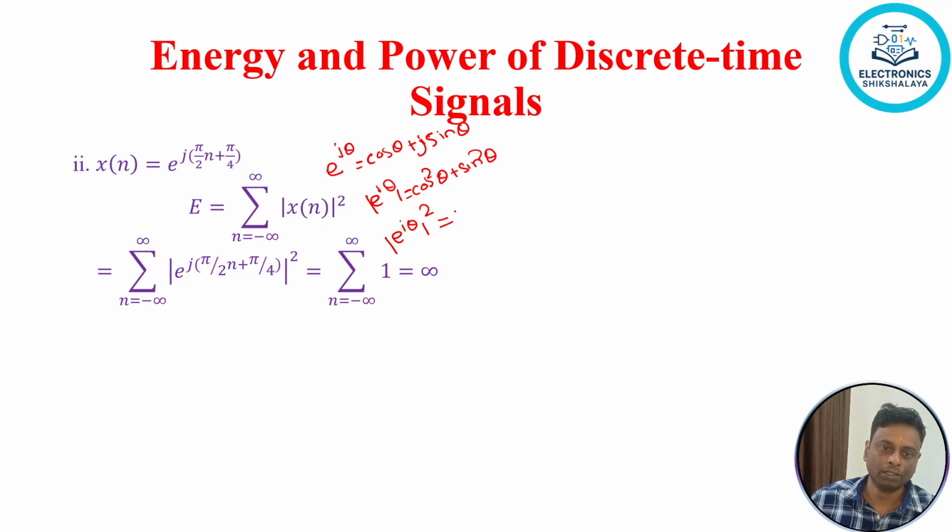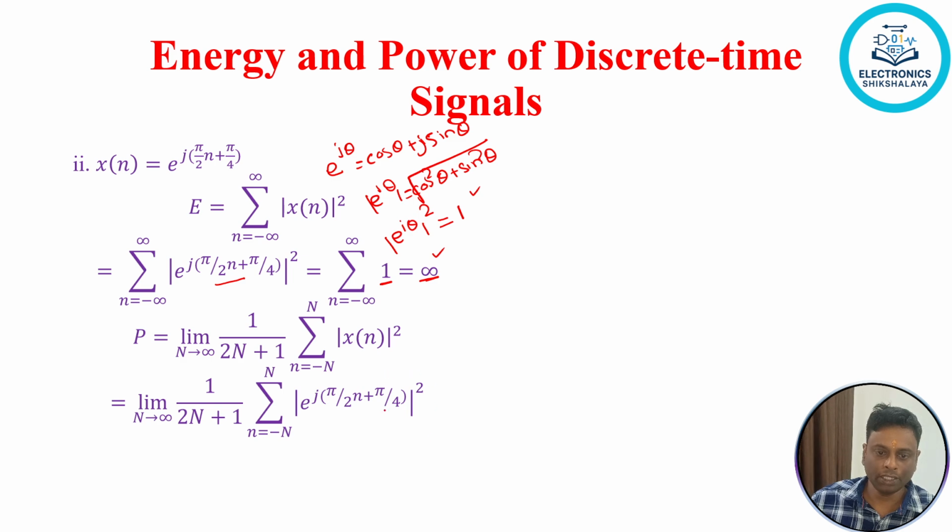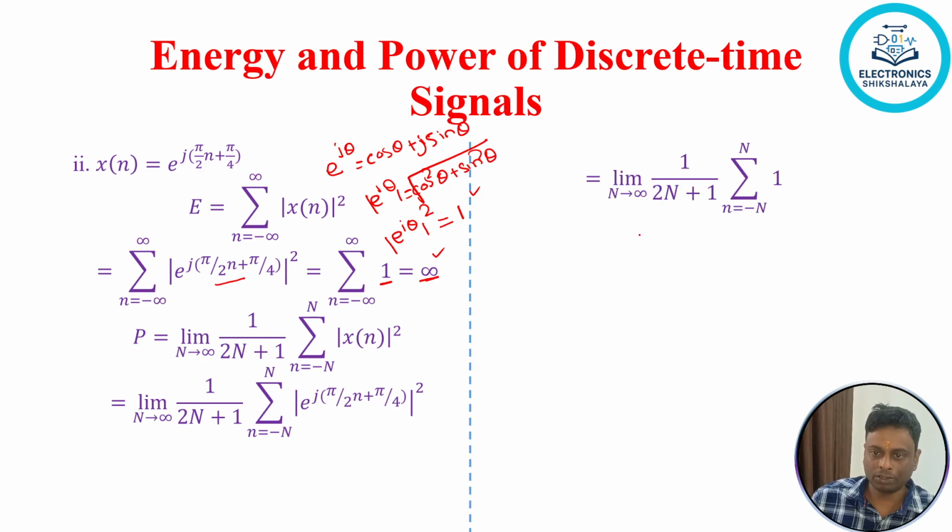So that will be 1. The root of cos square theta plus sin square theta is 1, which is why we can see this will be 1. So summing 1 over all n means the energy is infinity. Similarly, this is the formula for power, and here also the term will be 1.